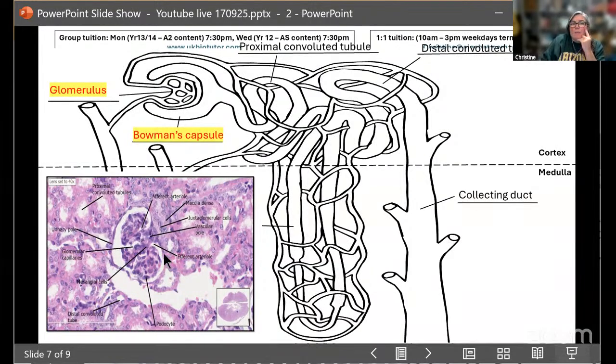If you look at this diagram here, what you can clearly see is a clear section that looks a bit like an ear. I like to think of it that it looks a bit like an ear. This is showing you your Bowman's capsule. And the bit in between, this bit inside, is the glomerulus. And the glomerulus is the blood vessels.